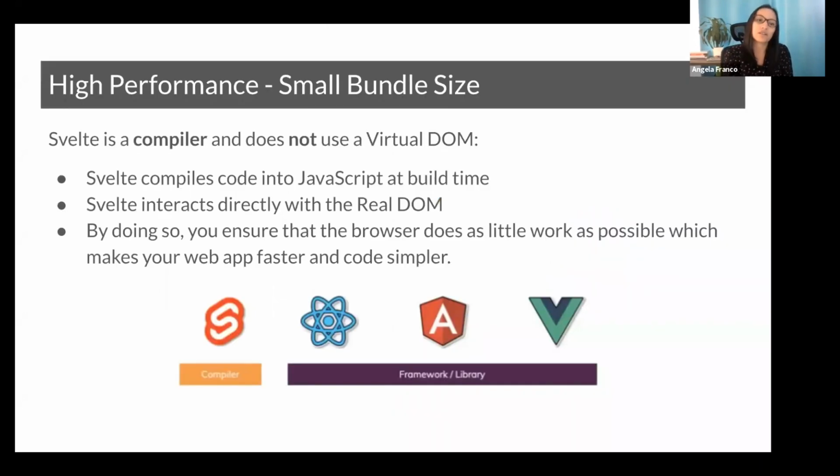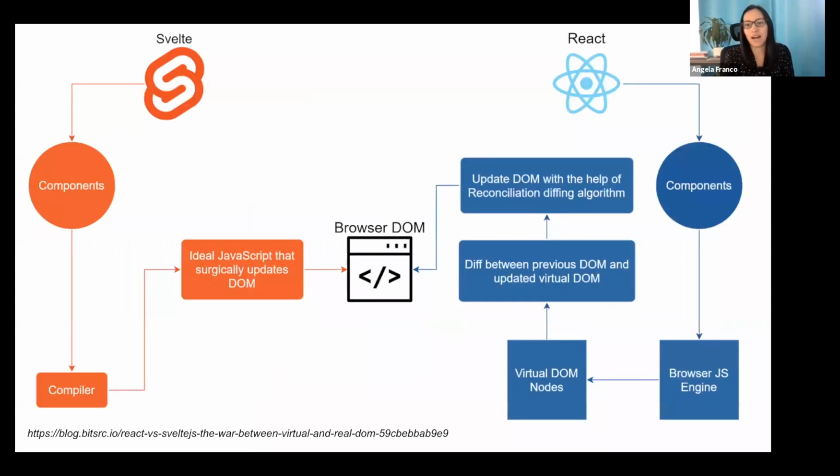First of all, Svelte is actually a compiler, not a framework or library. Svelte compiles code into JavaScript at build time, not runtime, which means you will not have any runtime dependencies, only dev dependencies. Also, as opposed to React, which uses a virtual DOM, Svelte interacts directly with the real DOM. By doing so, you ensure that the browser does as little work as possible, which makes your web app faster and your code simpler. So we're going to look at this behind-the-scenes comparison between React and Svelte.